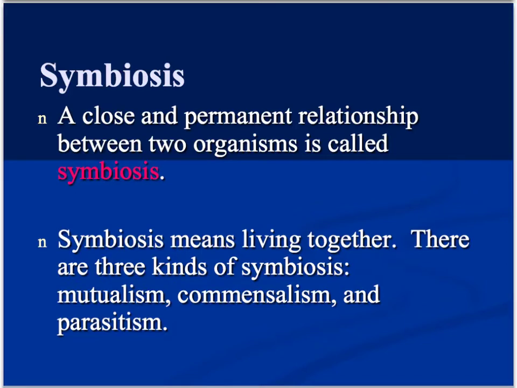There are three kinds of symbiosis we're going to talk about in this video. We're going to talk about mutualism, commensalism, and parasitism. Then we're going to end up talking about predation, which again should be reviewed from middle school, but if you don't quite understand it, make sure you write down questions.